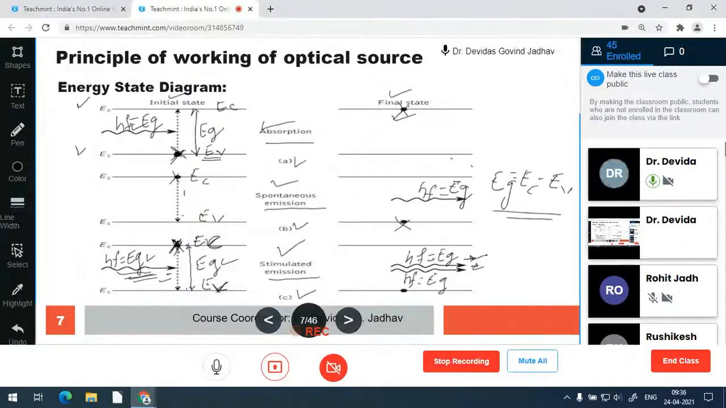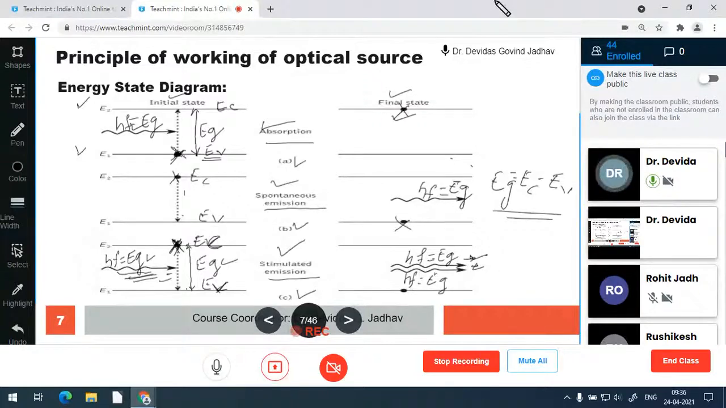Both have the same photon energy. Both are in the same direction because the stimulating photon takes the emitted photon in the same direction due to resonance, and they have the same phasor relationship also. Okay. So stimulated emission is monochromatic and coherent.